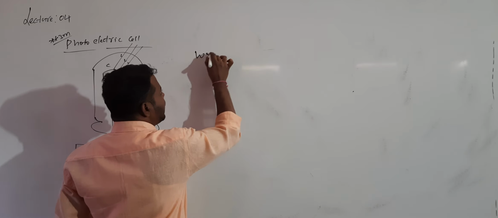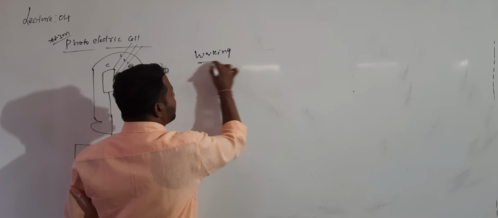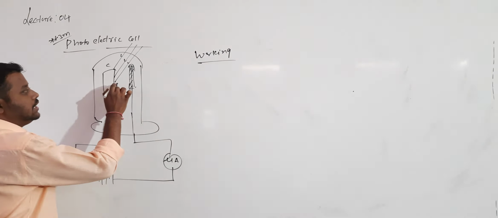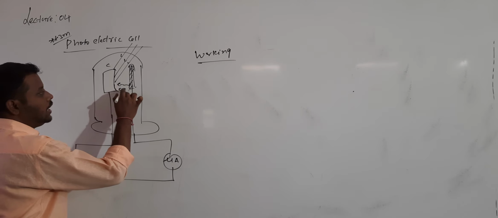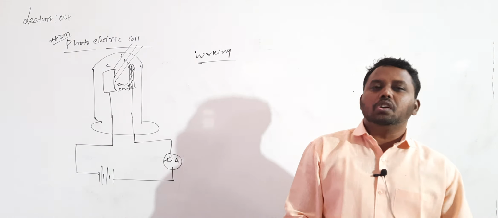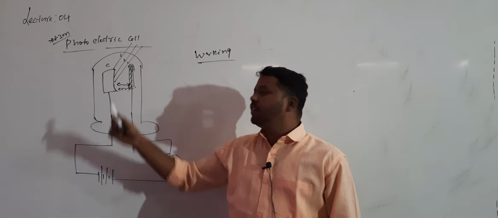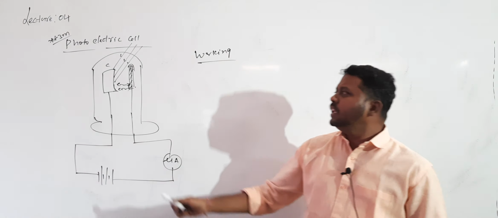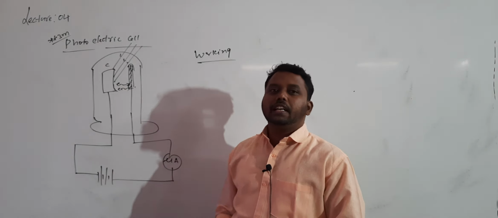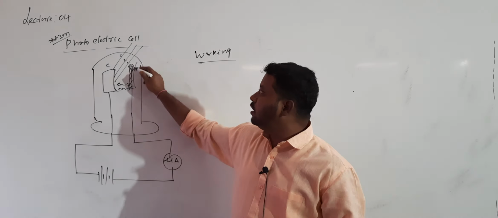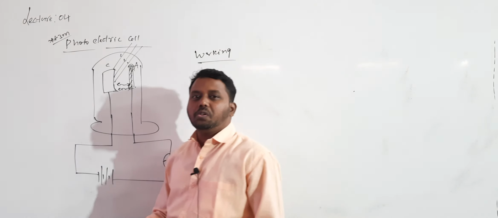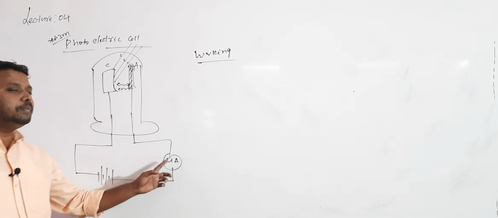After construction, now the working. Radiation of suitable frequency is allowed to be incident on the cathode. Then electrons are ejected because of the photoelectric effect, and the ejected electrons are accelerated towards the anode, because the anode is the positive terminal. When electrons reach the anode, current flows in the circuit. That current can be measured using the microammeter.